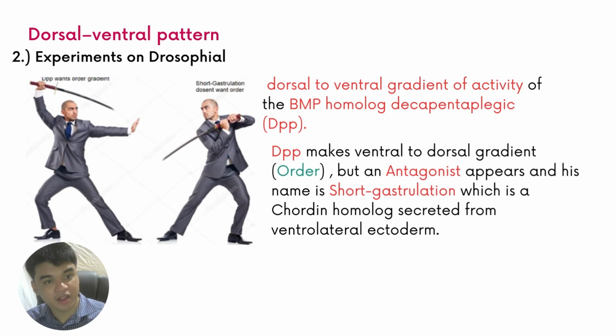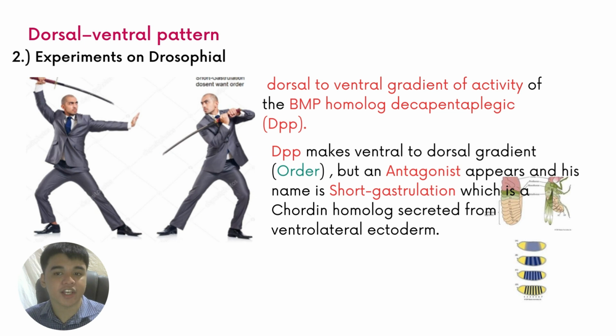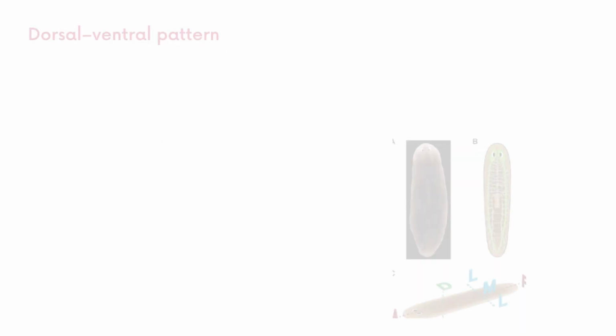And now for another experiment, this time on Drosophila. This has another BMP homologue named decapentaplegic, or DPP. This one wants order, while an opponent to this is short gastrulation, which wants disorder. That's why the two men are currently fighting.